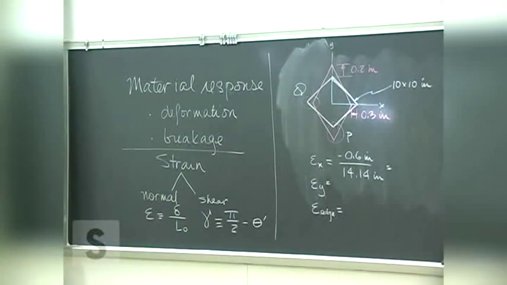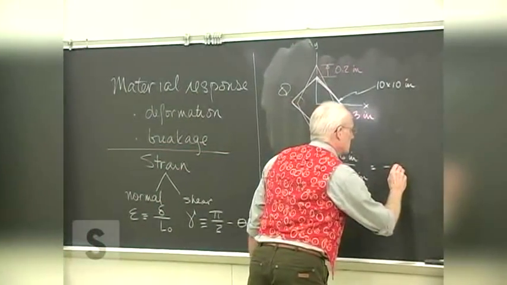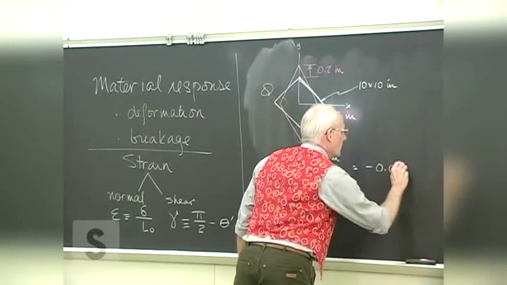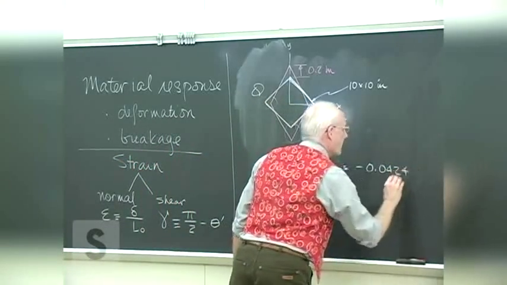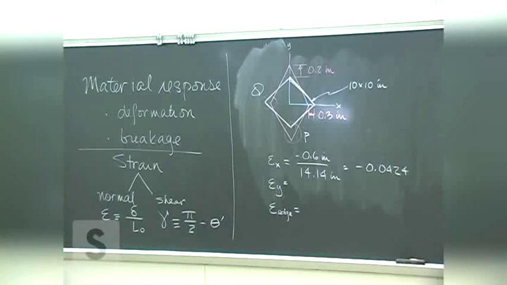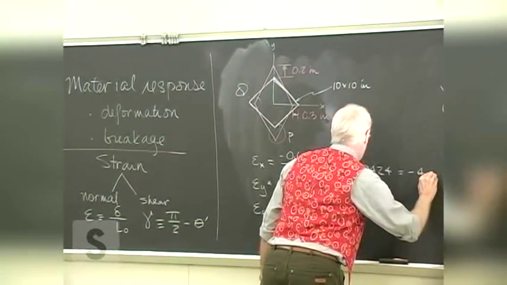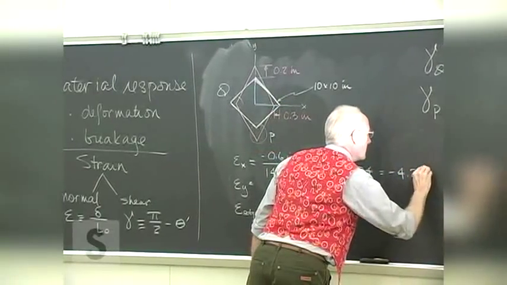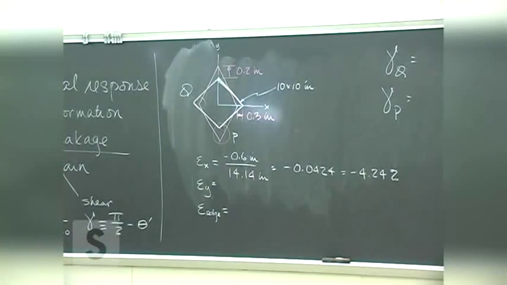And so you got, in whatever form you wish to present it, minus 0.424. And you said what for the dimensions? Inches per inch, or nothing. Or you can also, of course, multiply by 100 and make it a percentage. Whichever one works.